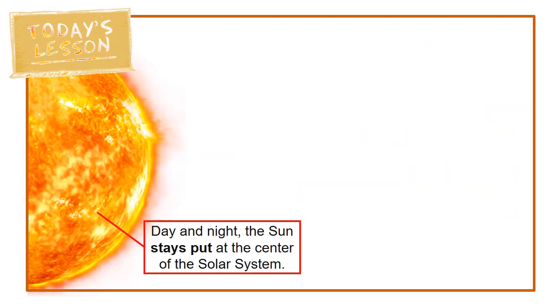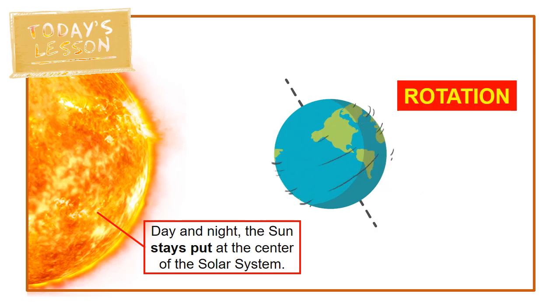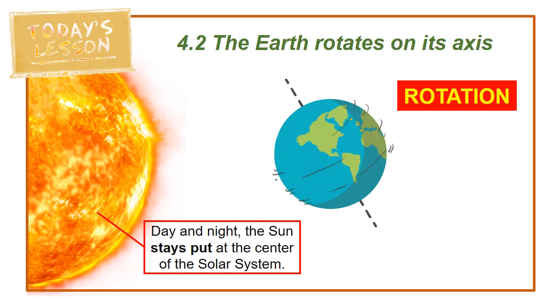Yes, that's correct. Day and night, the sun stays put at the center of the solar system. It does not go anywhere. Then why can't we see the sun during the night? Actually, it is the earth that is moving. What do we call this earth's movement? We have rotation. The earth rotates on its axis.